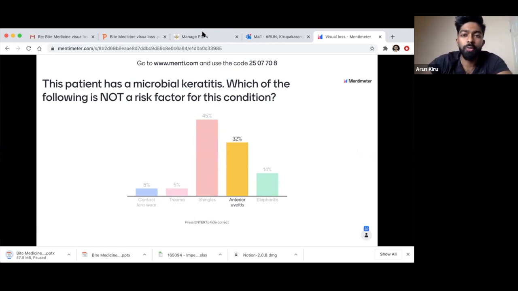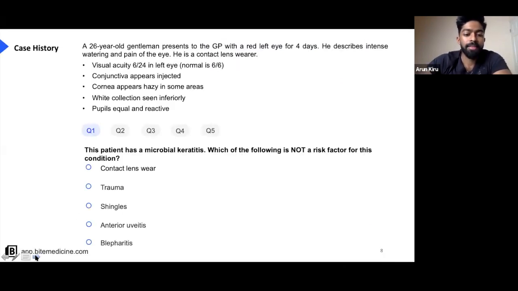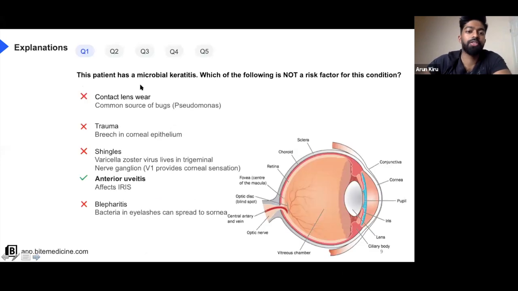So let's switch back to our slides. There we go. As I said, the correct answer is anterior uveitis. So this patient has a microbial keratitis. Let's take this literally, how you tackle the question in the exam. This patient has a microbial keratitis.